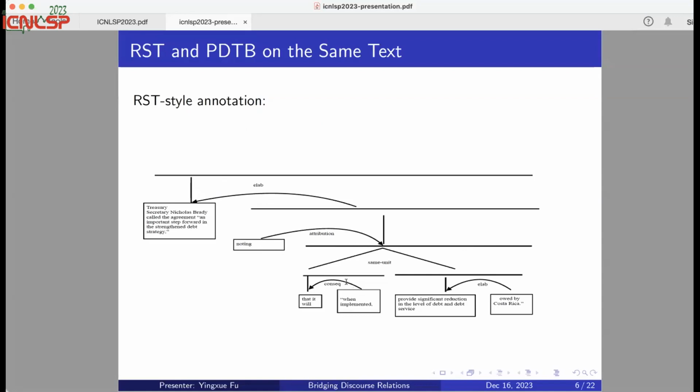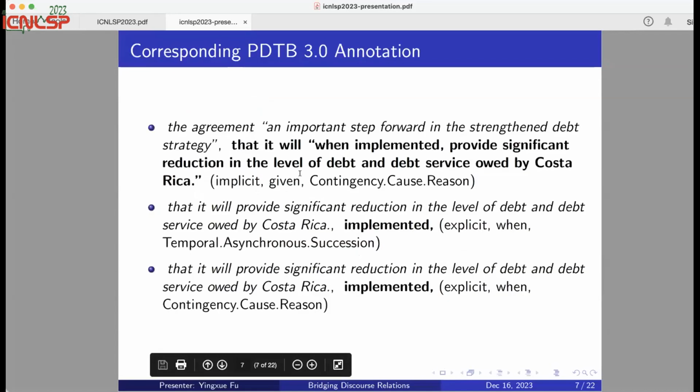Yes, if the same text is annotated in PDTB, this is what you can get. These three relations are basically independent from each other. And the first one, the agreement, an important step forward in the strengthened debt strategy. The second argument for this would be that it will, when implemented, provide a significant reduction in the level of debt and debt service. This is still an implicit relation because there are no connectives in the original text to show this relation.